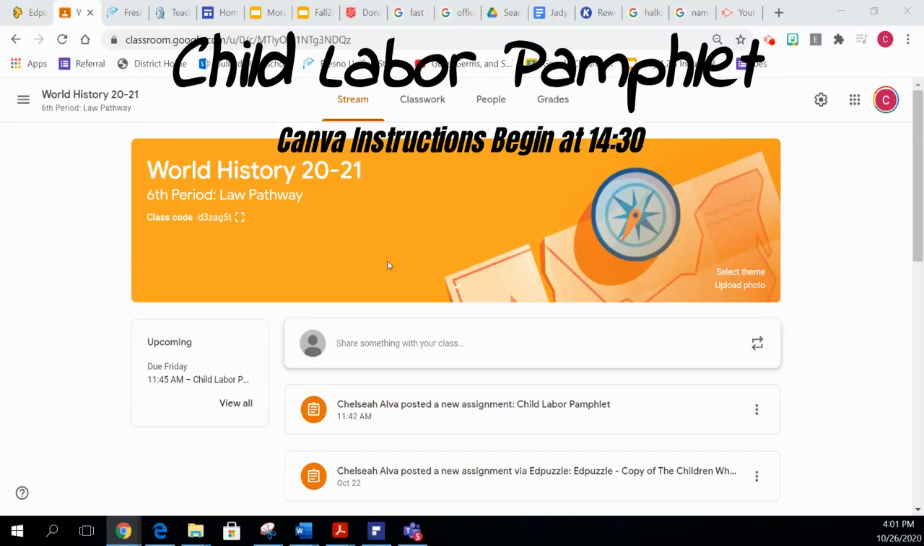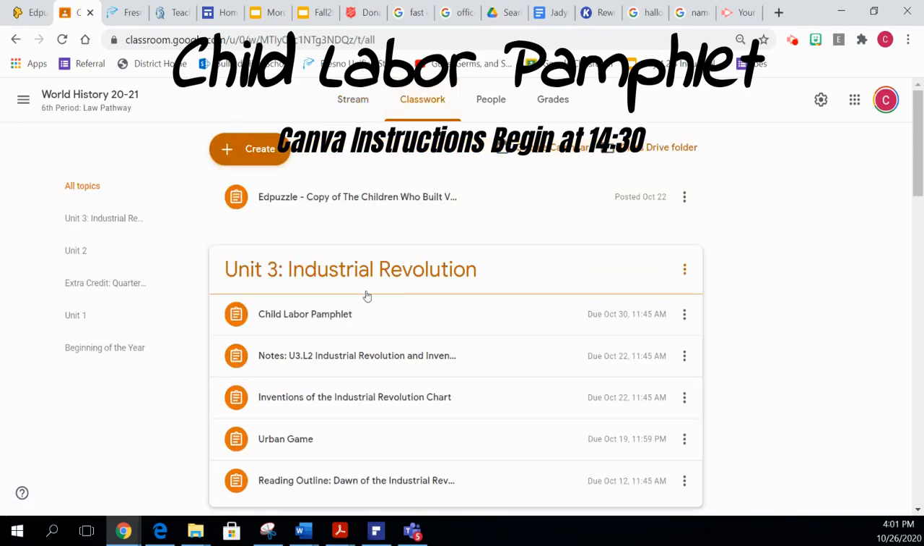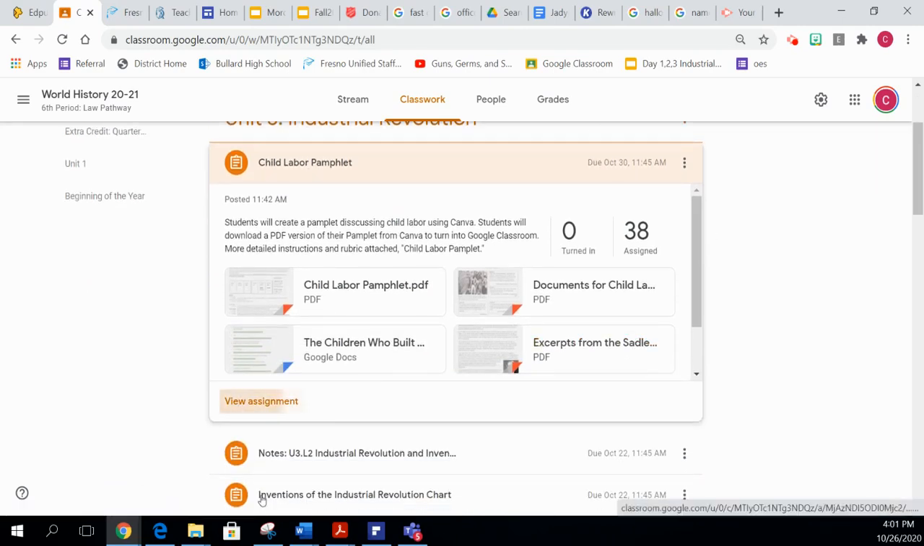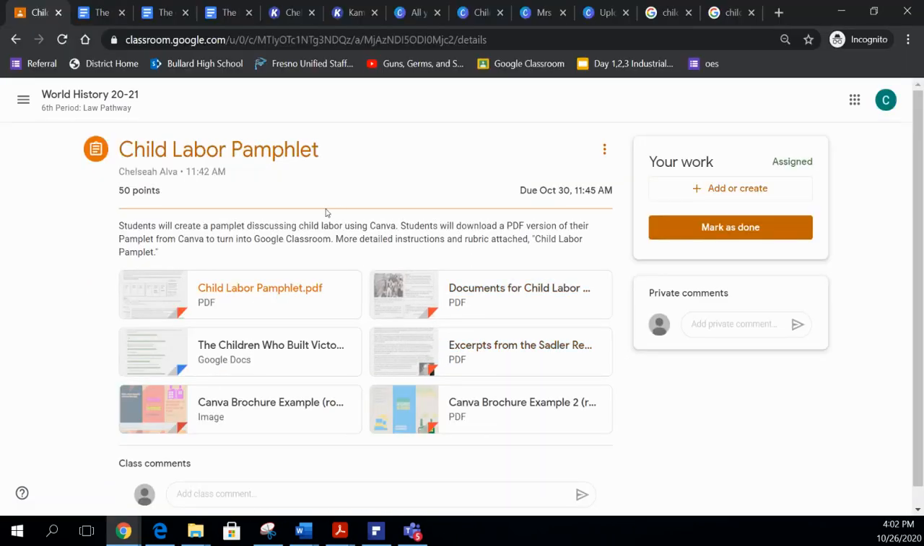Right, so we're just going to take a quick look at your child labor pamphlet or brochure. When you go to Google Classroom, it's going to be at the top of your feed. And if not, you can click on classwork and it's going to be under Industrial Revolution. When you click on it, you'll want to view assignment. You'll notice that you've got a bunch of different attachments.